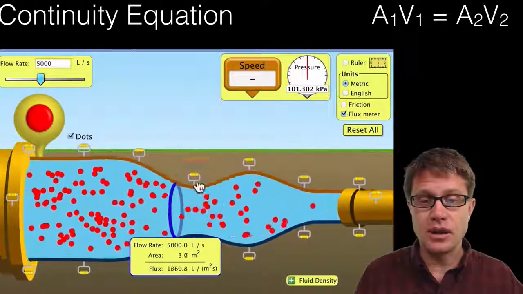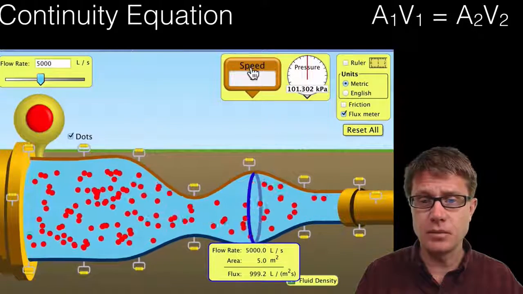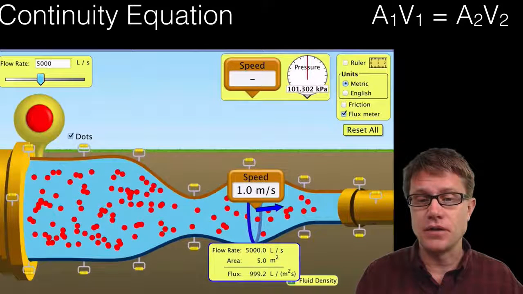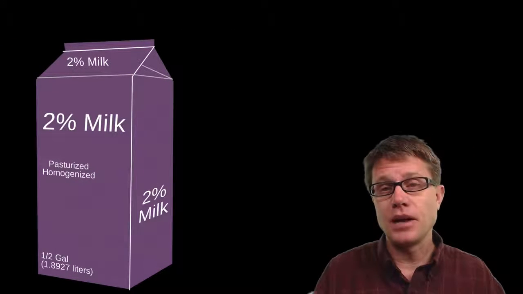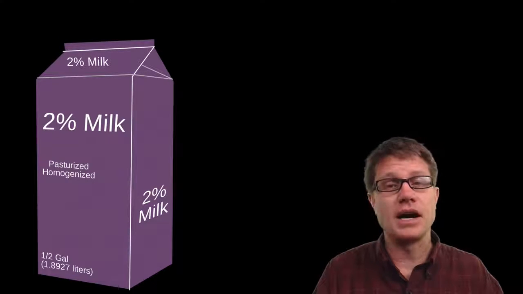If we were to just change the pipe, now the cross-sectional area is 5 meters squared. What's going to be my speed? It's simply going to be 1 meter per second. And so the continuity equation is very, very simple. If we were to apply Bernoulli's equation, what we're really adding to it is the density of the fluid and then the height of the fluid.